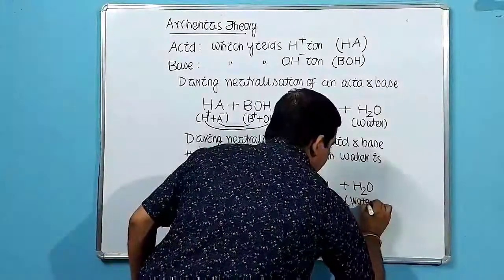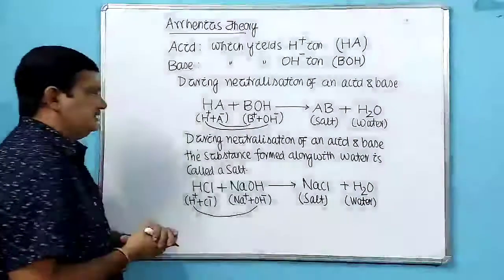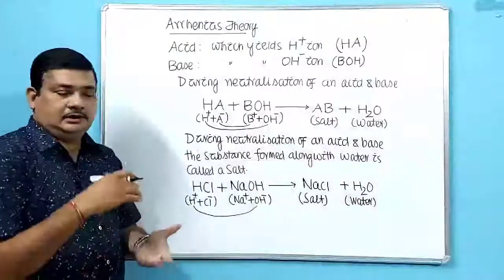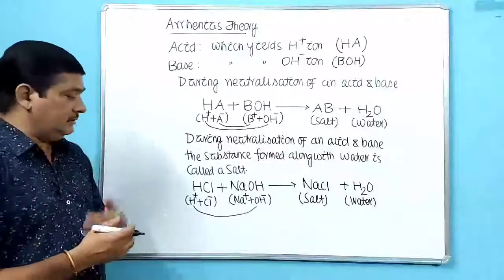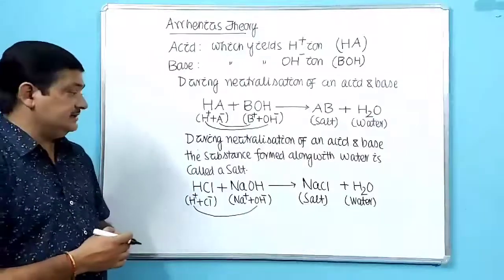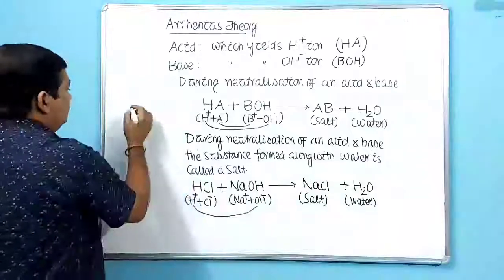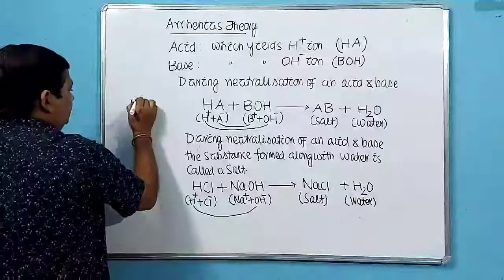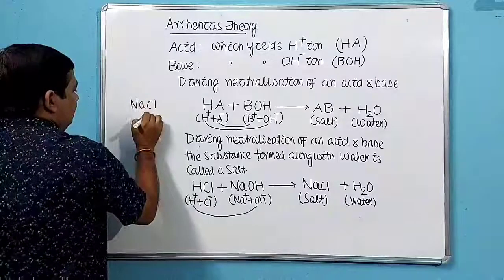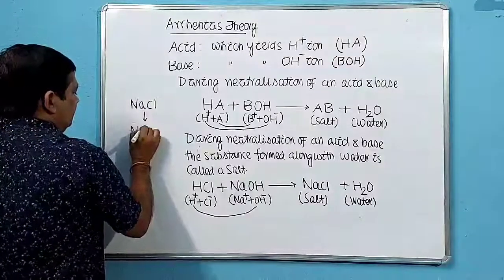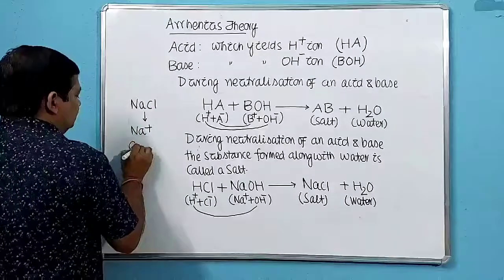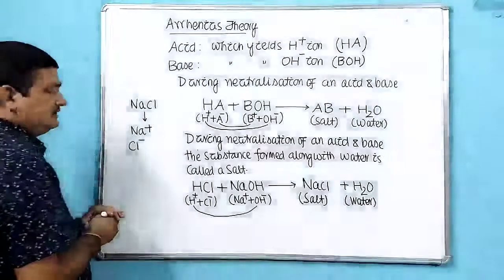So this is the example. This is how salts are formed during the neutralization of an acid and base. Every salt has got two parts. For example, sodium chloride. It contains Na plus and Cl minus. These are the two parts.